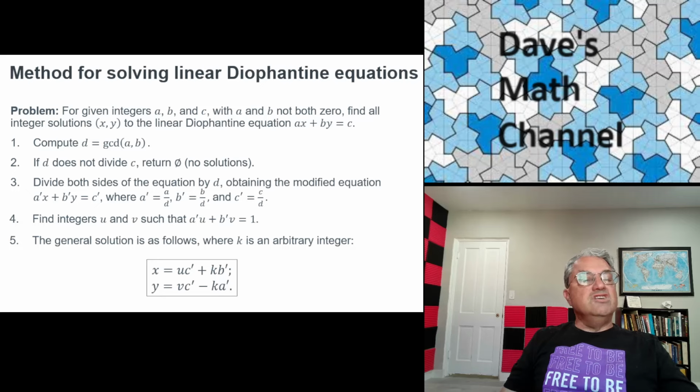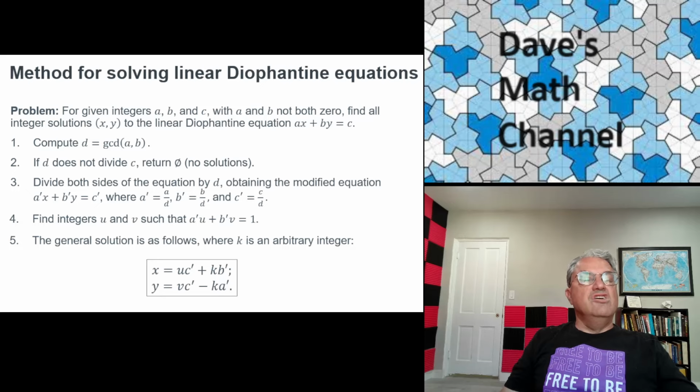So step five says the general solution looks like this. x equals u times c prime plus k times b prime, where we already calculated u, and where k is just an arbitrary integer. k can be any integer you want. The simplest value of k to choose is 0, but it can be any other integer as well. That'll also give you a solution. And similarly, y is equal to v times c prime minus k times a prime. And it's not too hard to check that this is indeed a solution to your original Diophantine equation.